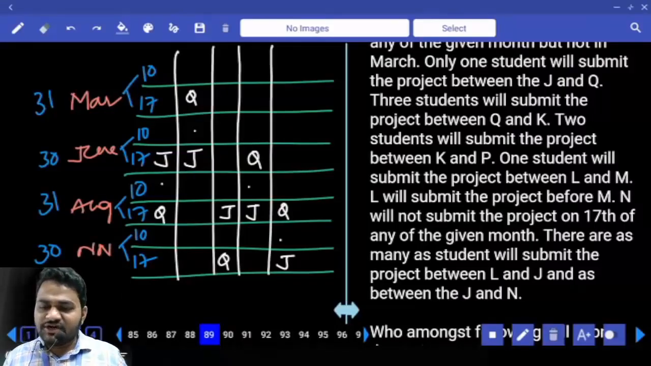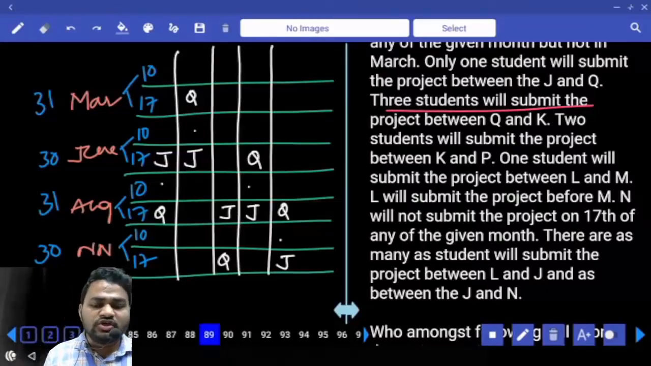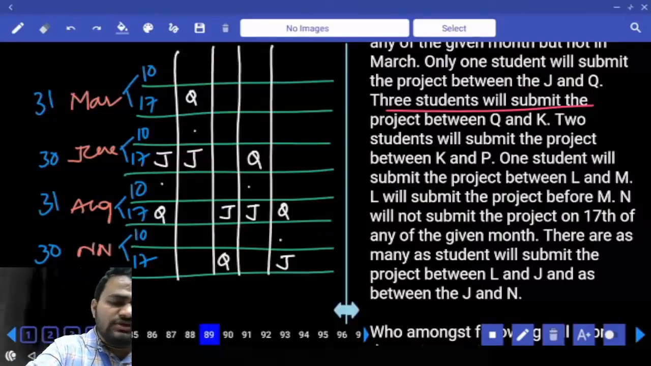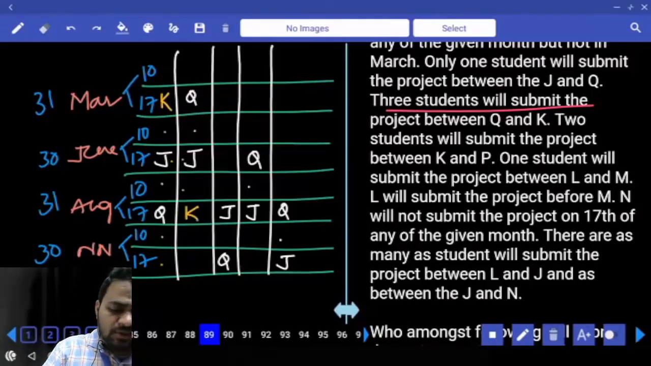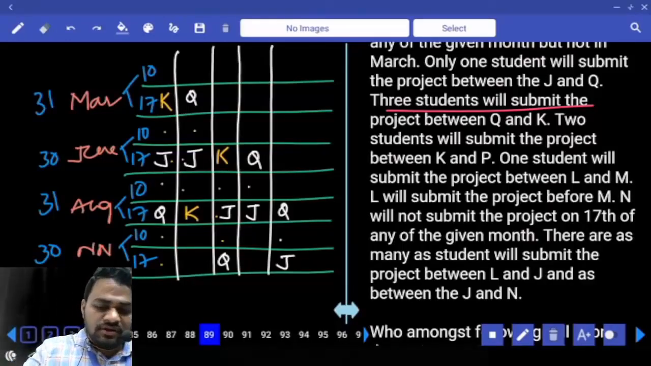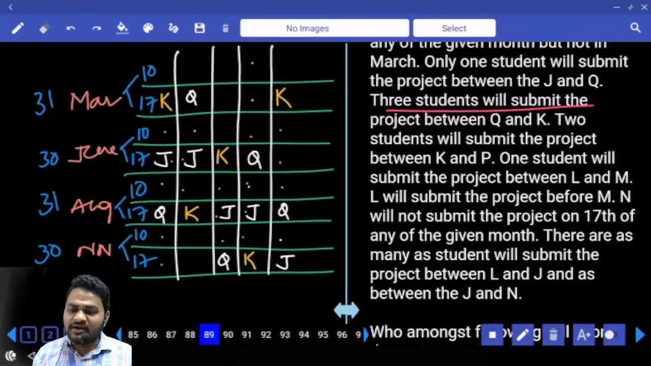The next condition here, 3 students will submit the project between Q and K. In the first possibility 1, 2, we don't have any place for K. 1, 2, 3. 3 students between Q and K. 1, 2, 3. It is the place for K. 1, 2, 3. This is the place for K. Next, 1, 2, 3. There is no place for K. 1, 2, 3. Here it is K. 1, 2, 3. It is the place for K. 3 students between Q and K.